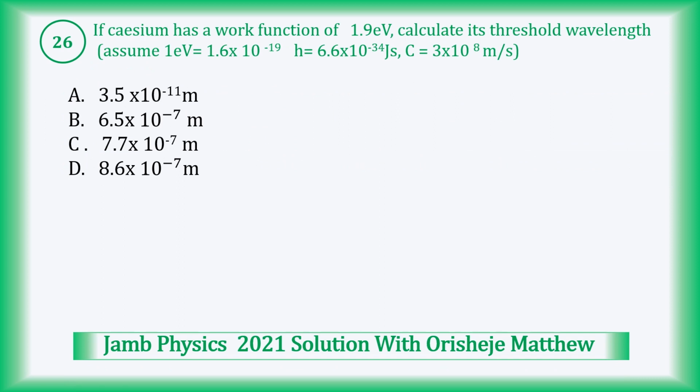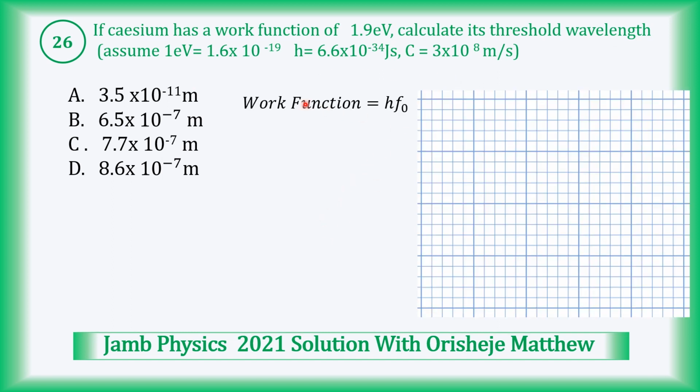Question 26. If calcium has a work function of 1.9 electron volt, calculate its threshold wavelength. Let's look at it pictorially. The work function is equal to Planck's constant multiplied by the threshold frequency. The work function is the minimum energy before an electron can be released from the surface of the calcium metal, and that gives the threshold frequency.